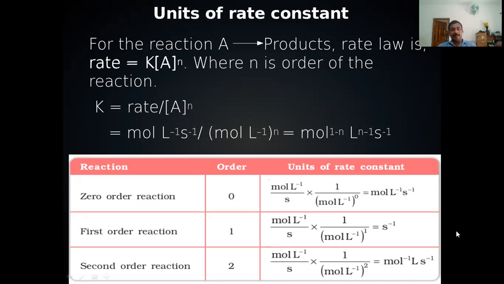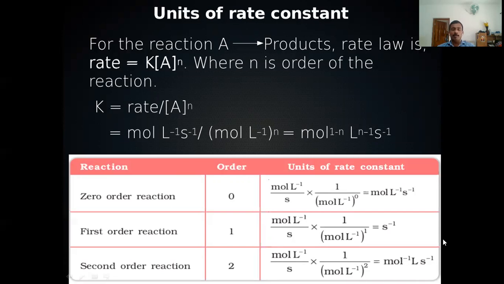We can rearrange this equation as K is equal to rate divided by concentration of A raised to N. You know the unit of rate. What is the unit of rate? Change in concentration per time taken for the change. That means mole per liter concentration, per second time. So mole per liter per second. That is the unit of rate. What is the unit of concentration? Mole per liter.